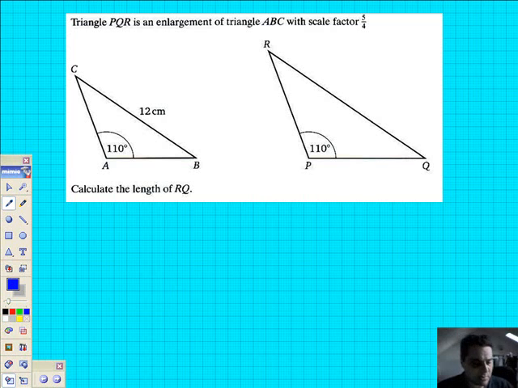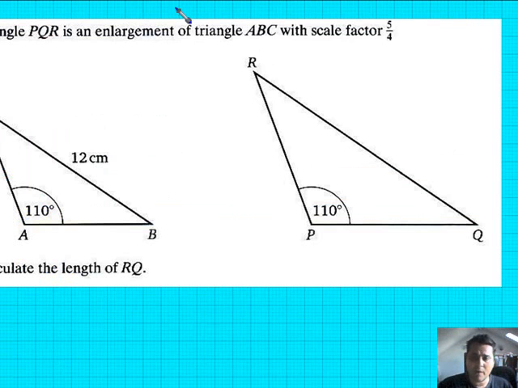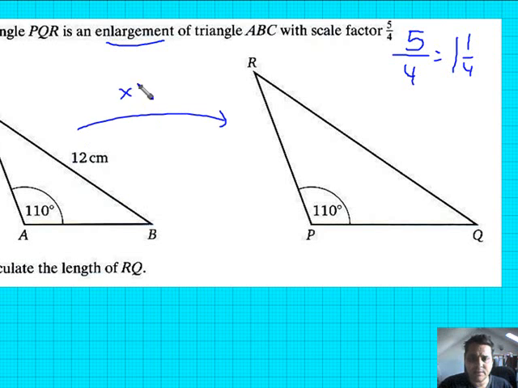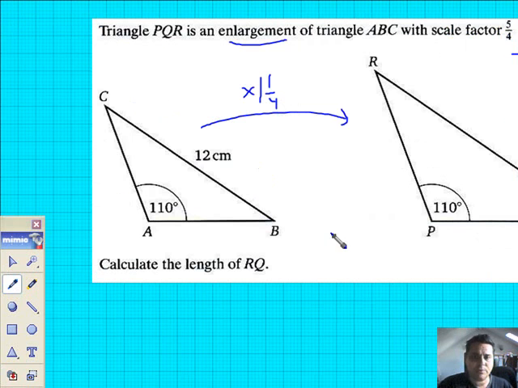Assess part 2, question 2, the AQA question on page 209. Very straightforward. Triangle PQR, that's the bigger looking one, is an enlargement of triangle ABC with a scale factor of 5/4. Let's write it big so you can see it. So 5/4 is basically 1 1/4. So it's been enlarged by times 1 1/4.